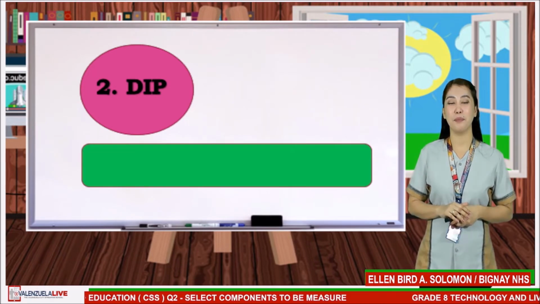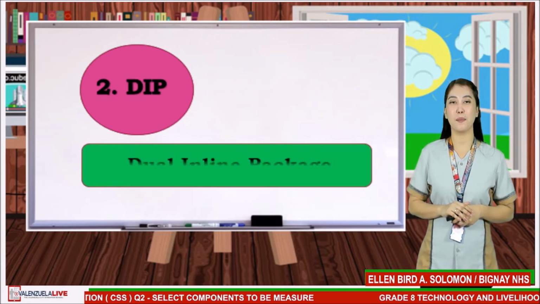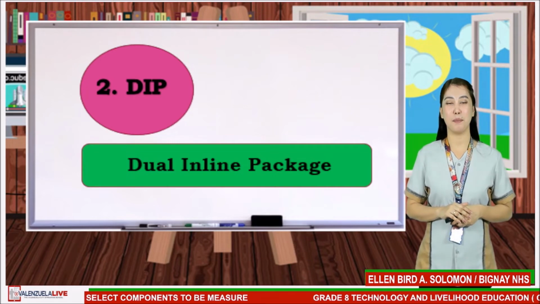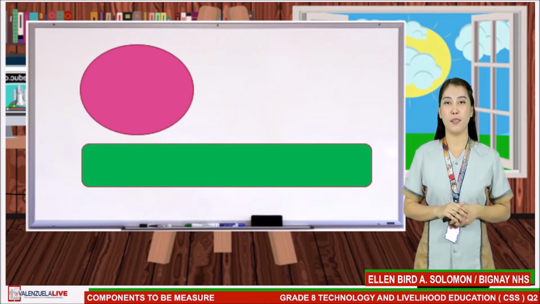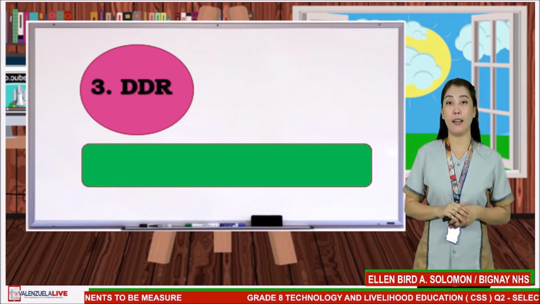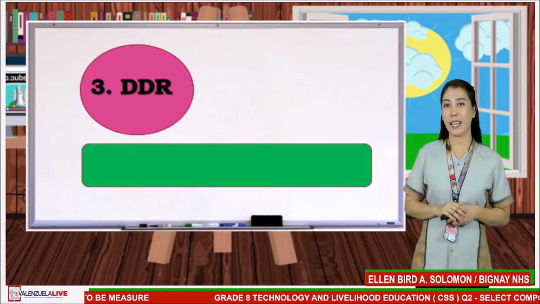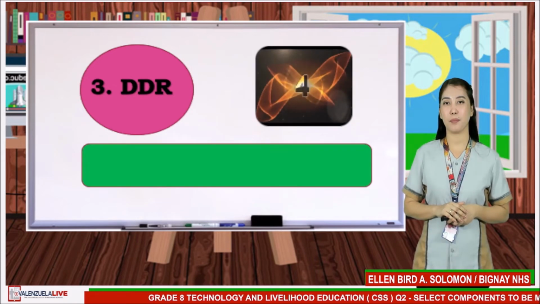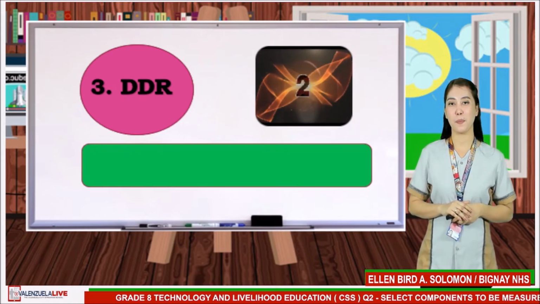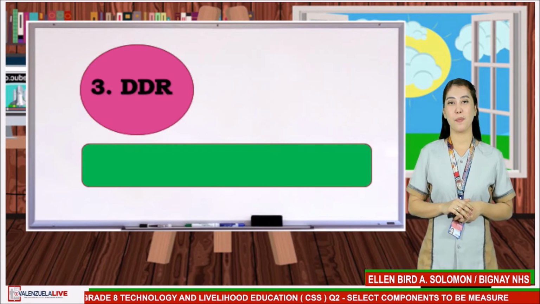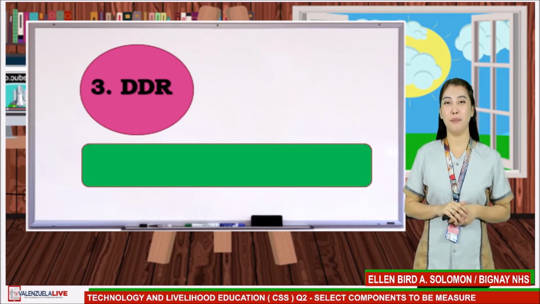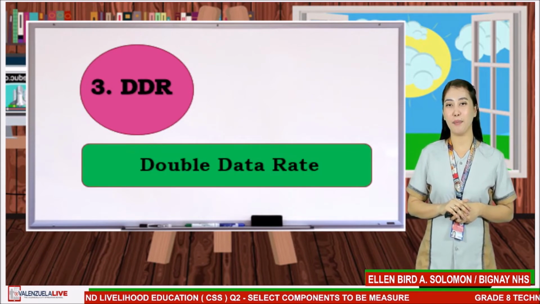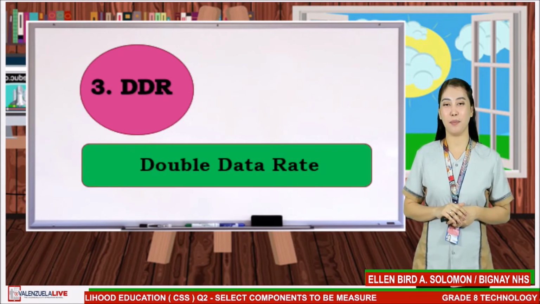Time is up. The correct answer is dual inline package. Nice. Number 3, DDR. Your 5 seconds start now. Time is over. If you answered double data rate, then you are correct.